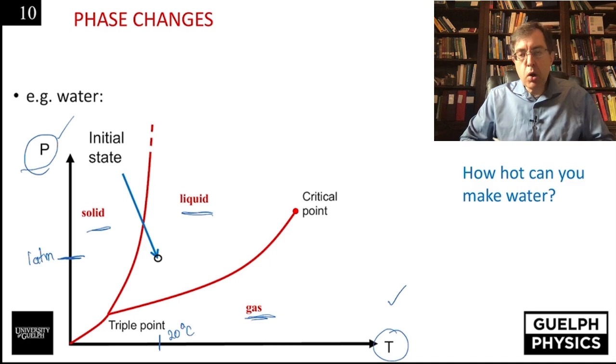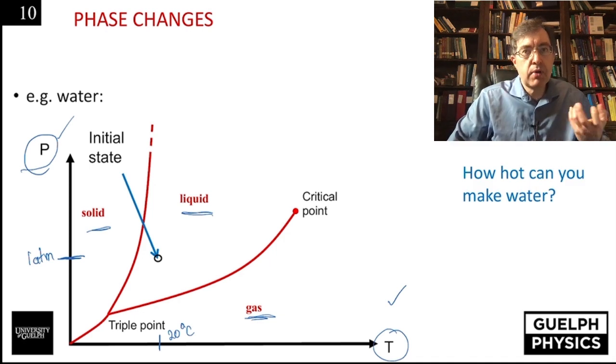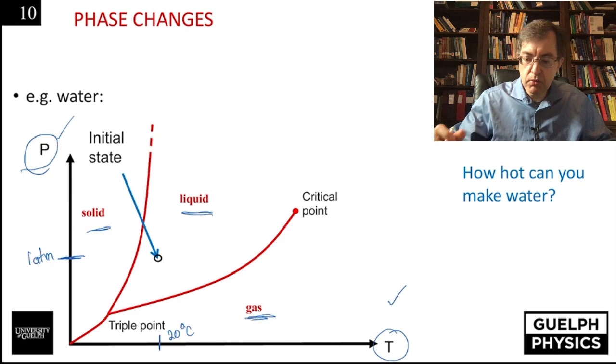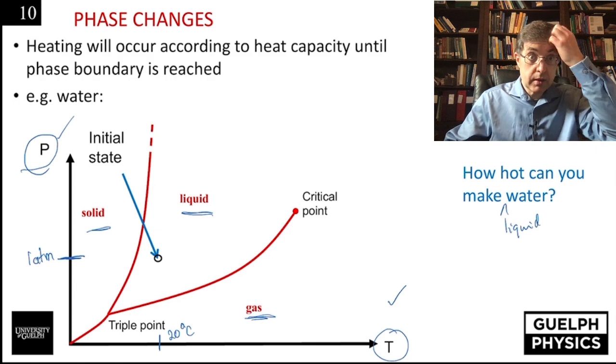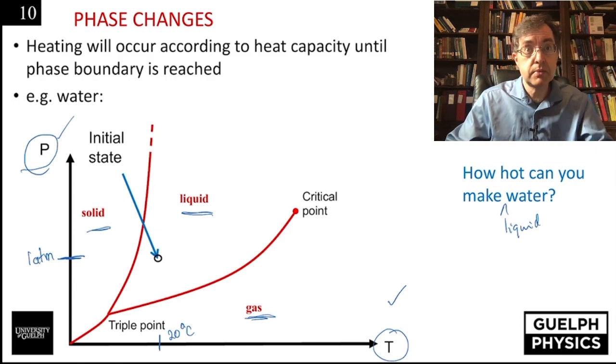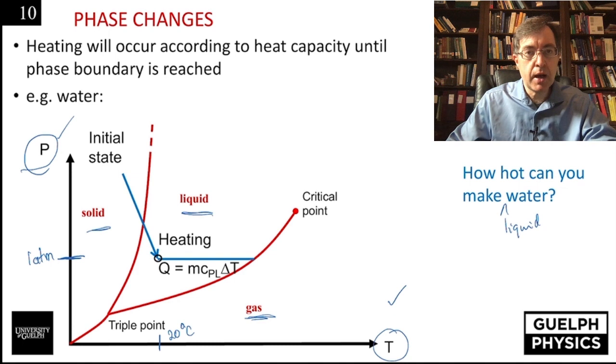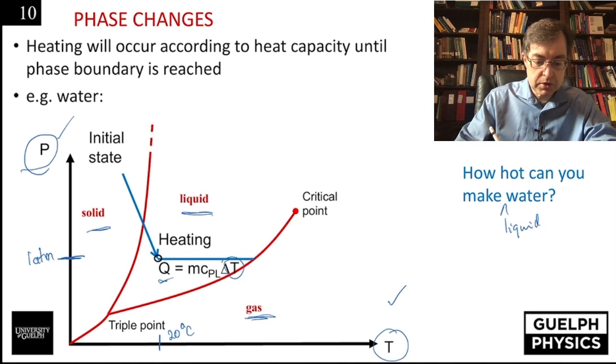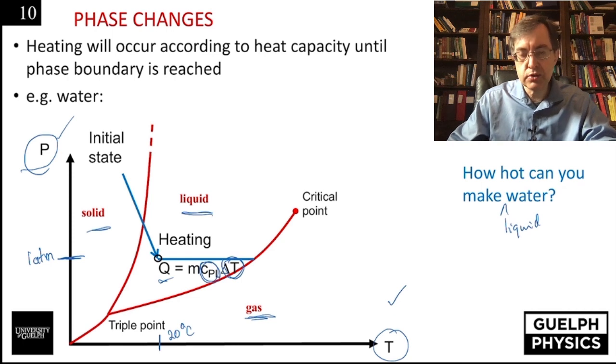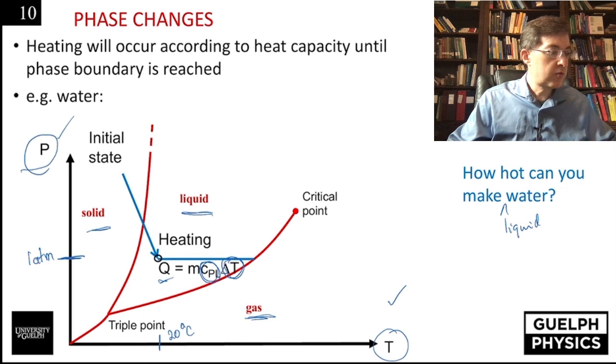And the question is, well, how hot can we make the water? How high can we raise the temperature while still maintaining the water as a liquid? Well, heating will occur as I add heat to the system. The change in temperature will rise according to the heat capacity and the amount of heat I add to the water. And so initially, I can heat the water up, adding an amount of heat Q, which will lead to a temperature change delta T according to the heat capacity of the liquid. That's the 4,186 joules for water.